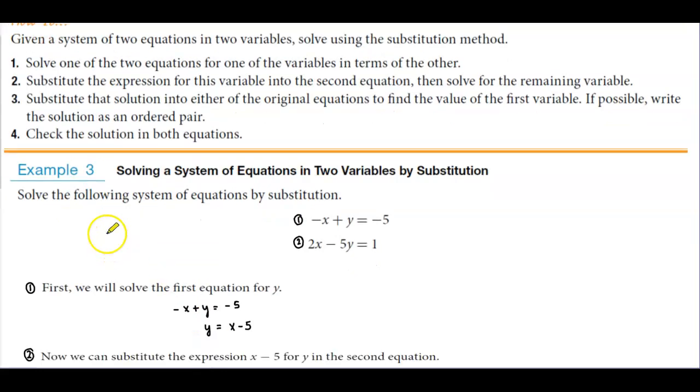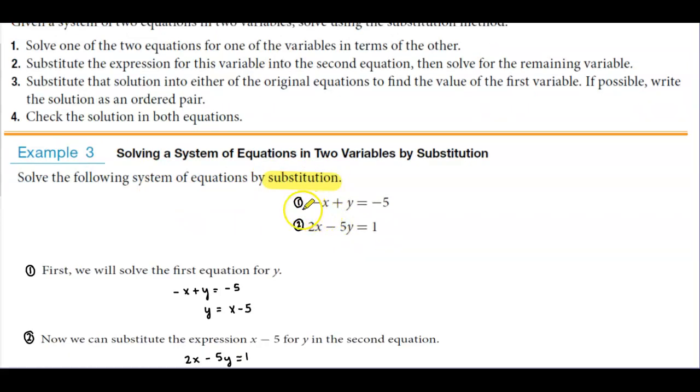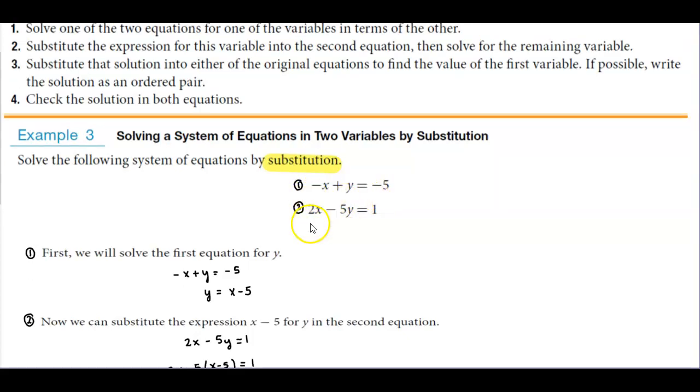So, example number 3, solve the following system of equations by substitution. So our first equation is negative x plus y equals negative 5. Our second equation is 2x minus 5y equals 1.